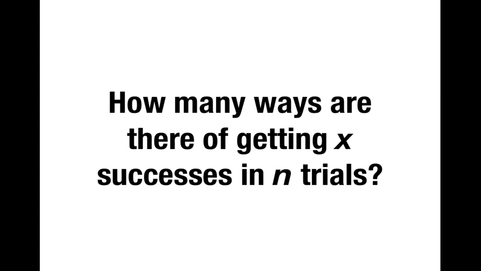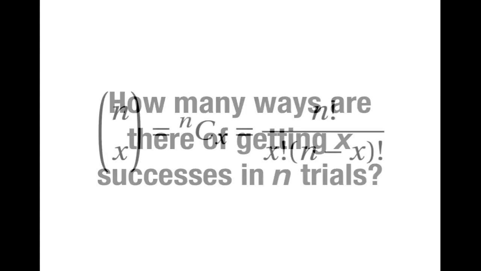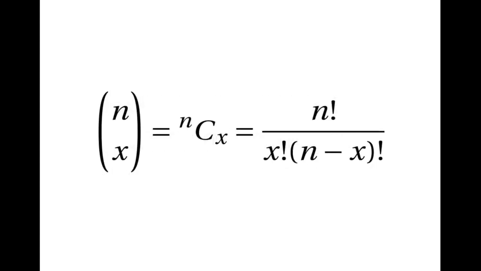In order to use the formula, though, we need a better way of working out how many ways there are of getting x successes in n trials. It's not very helpful if we have to count them all every time. First of all, because in some cases there's a very large number, and secondly, because it's easy to make a mistake when counting. Fortunately, there's a formula which says that n choose x is equal to n factorial over x factorial times n minus x factorial.